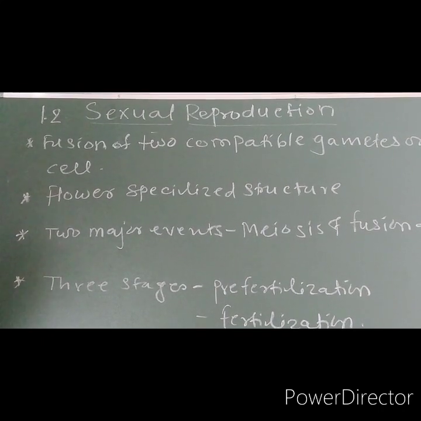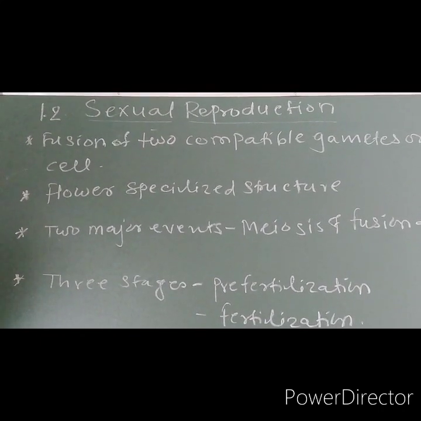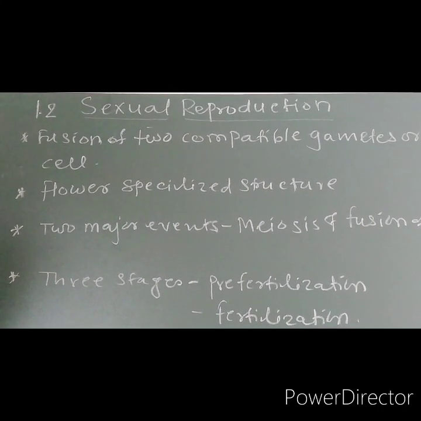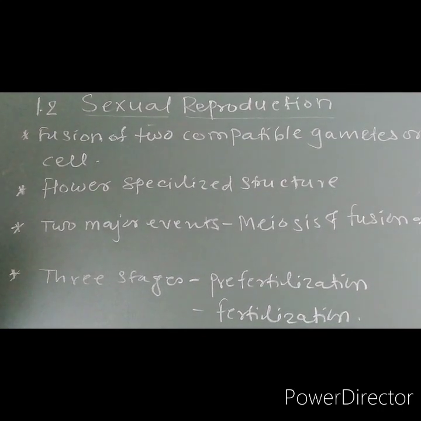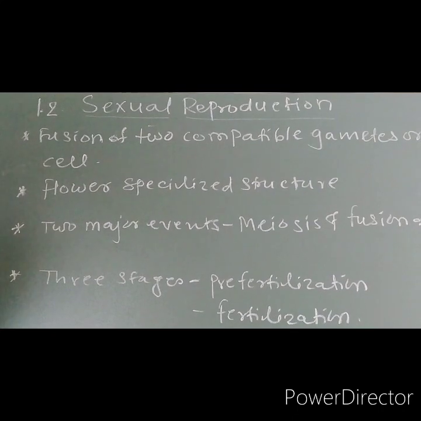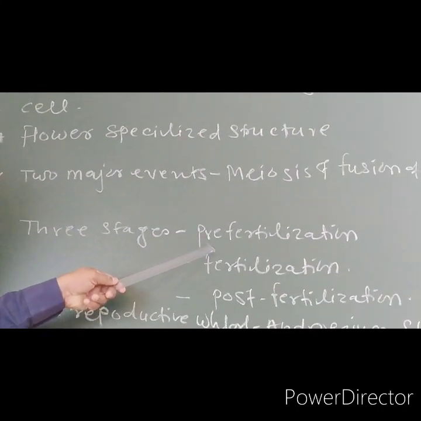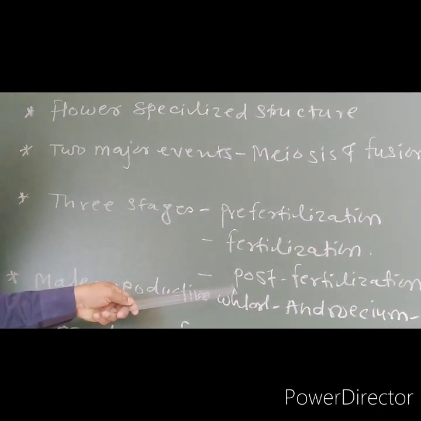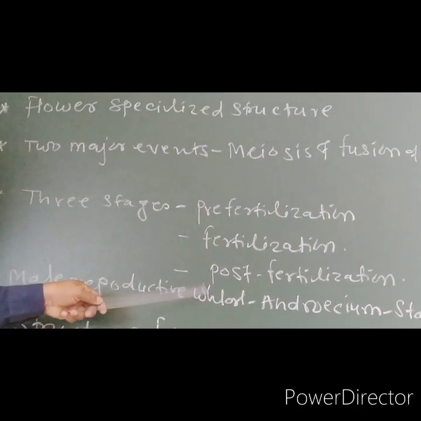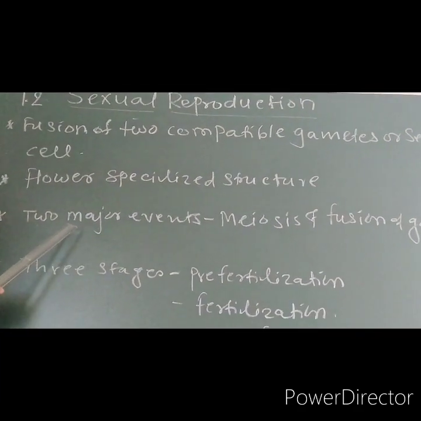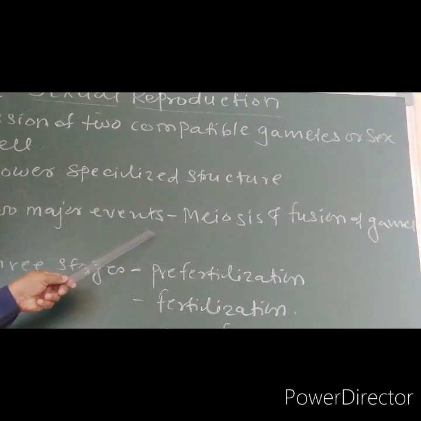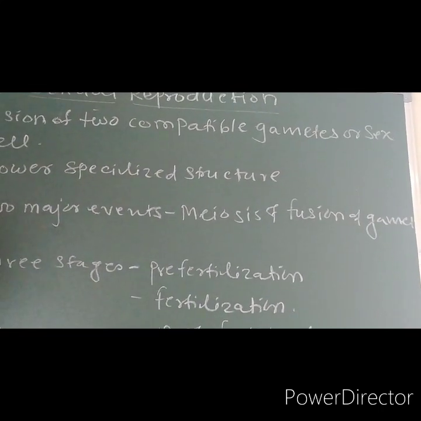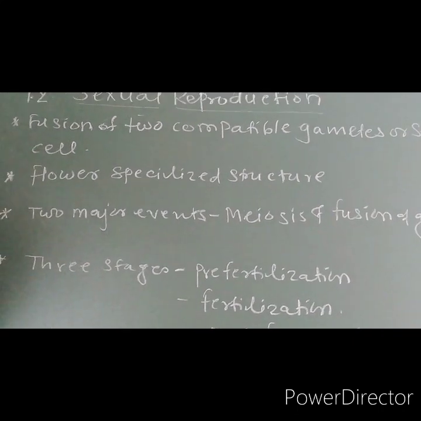There are sequential events that occur in sexual reproduction, grouped into three distinct stages. First, pre-fertilization, fertilization and post-fertilization. In sexual reproduction, there are two major events which take place. One is meiosis and the other is the fusion of gametes.